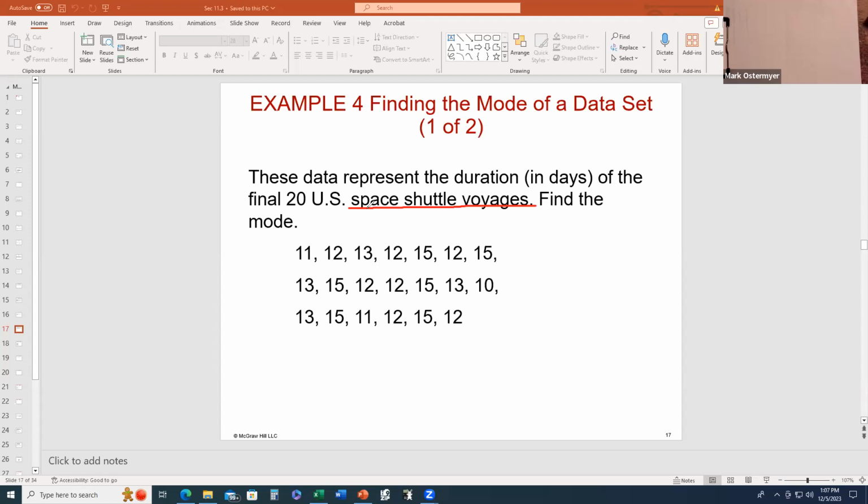Anyways, ladies and gentlemen, these were the durations in days of the final 20 US space shuttle voyages, and they want us to find the mode of this data set. Now, your data does not have to be ordered in order to find the mode. The only time you have to order your data is if you're trying to find the median. So what would be the most frequently occurring data point in this data set? Anybody? Most frequently occurring.